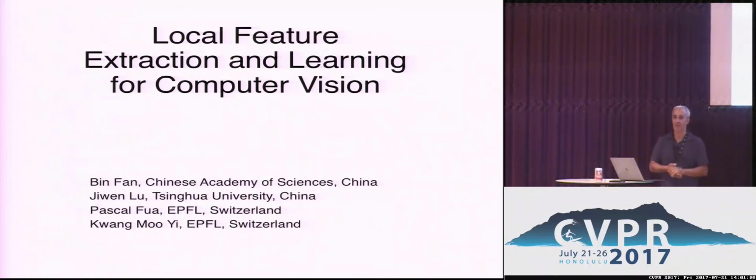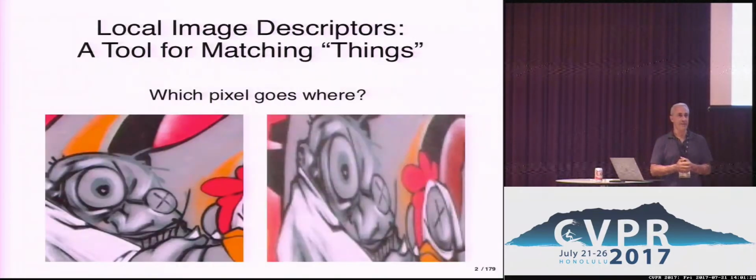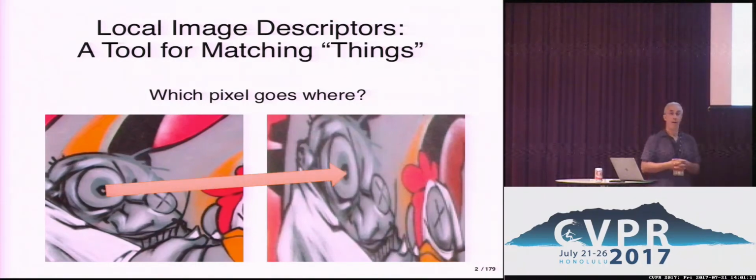And welcome to this tutorial on local descriptors and on local feature extraction and learning. So the first thing I should say, of course, is what are those local image descriptors? Well, they are a tool to match things. So what we want to know is, given an image, where do points go in a different image of the same scene taken at a different time.